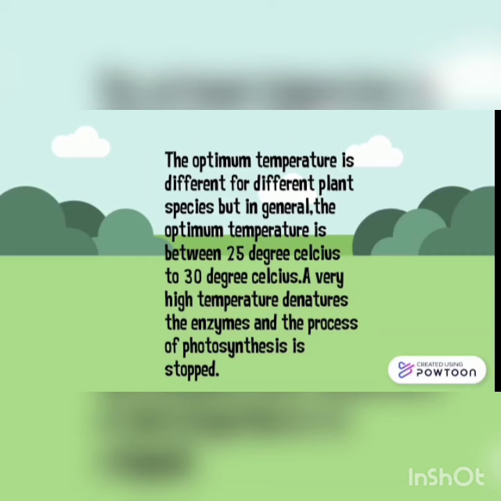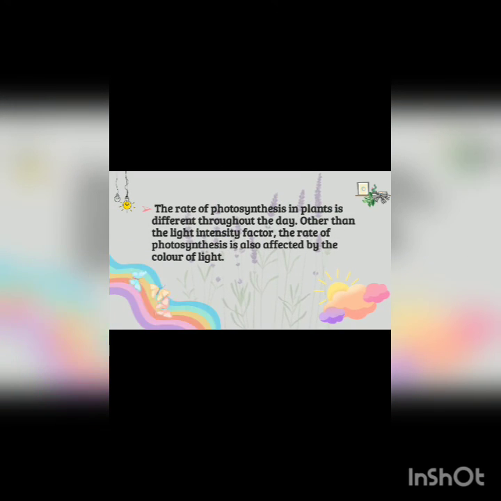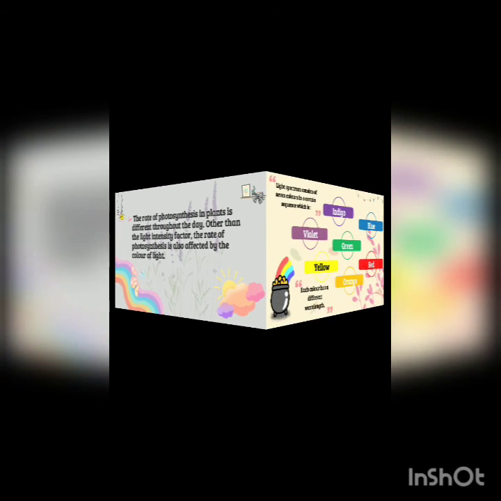Next is the effect of different light intensities and light colors on the rate of photosynthesis. The rate of photosynthesis in plants is different throughout the day. Other than the light intensity factor, the rate of photosynthesis is also affected by the color of light. Light spectrum consists of 7 colors in a certain sequence, which is violet, indigo, blue, green, yellow, orange, and red. And each color has a different wavelength.